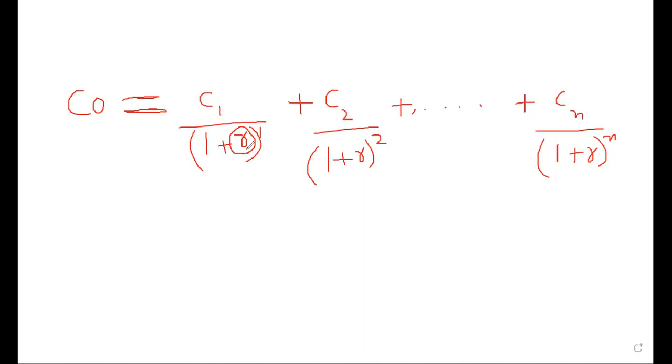So what is the value of R? What is the rate at which, when the cash flows are discounted, they become equal to the cash outflow? So both of them we are equating. So cash inflows and cash outflow should be equal. When both of them are equal, we also see that NPV is equal to zero. When both of them are equal, NPV becomes zero.